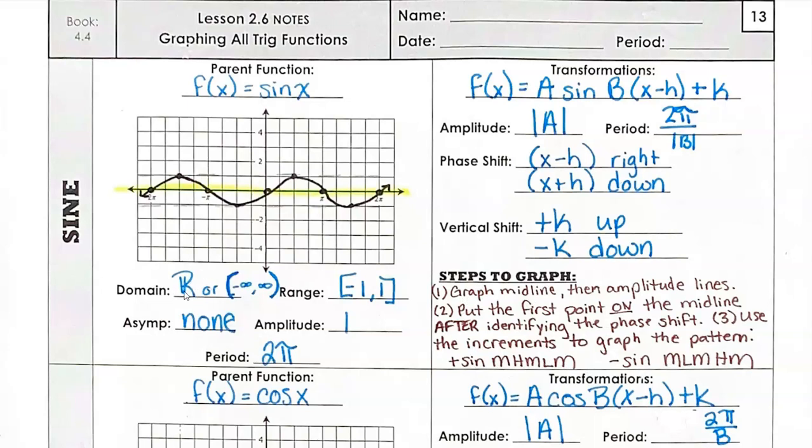Our domain is all real numbers. Our range is going to oscillate between -1 and 1. Okay, and again, my period is 2 pi. My amplitude is 1. I do not have any asymptotes.